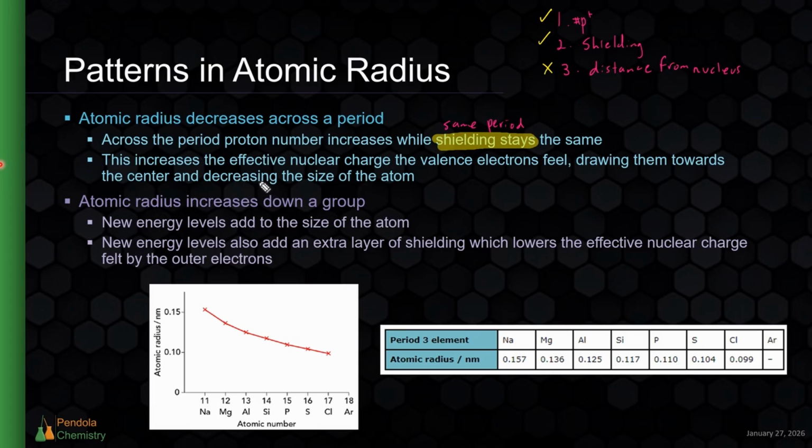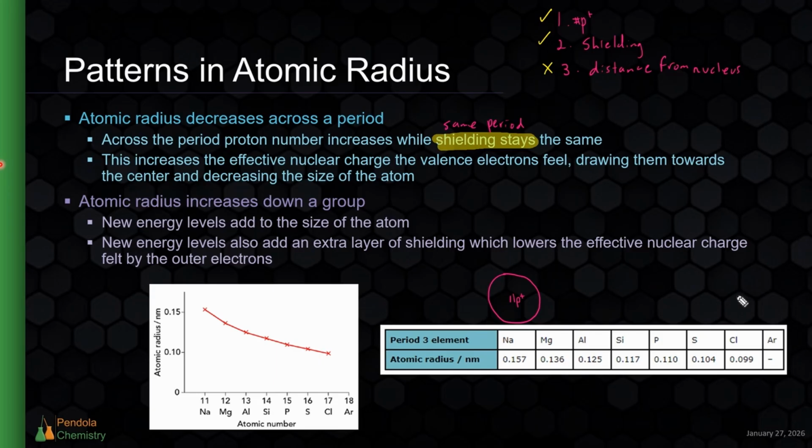This increases the effective nuclear charge, or the amount of pull the nucleus has for those outer electrons. And because the pull for those outer electrons is stronger, the atom is going to decrease in size. So for example, sodium has 11 protons in its nucleus, with again the same shielding as everything else.